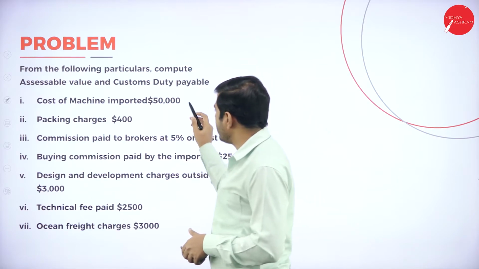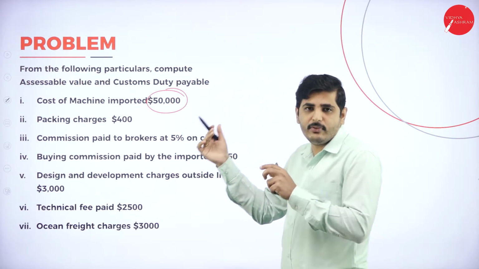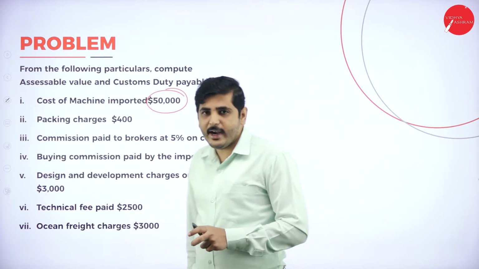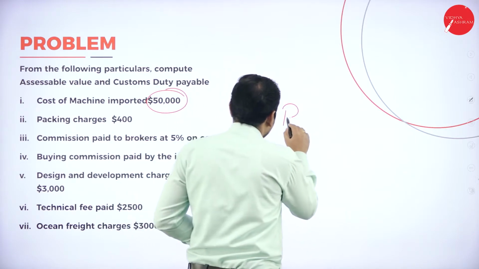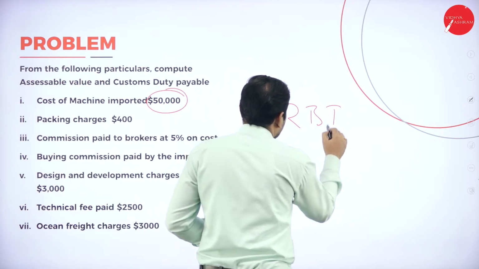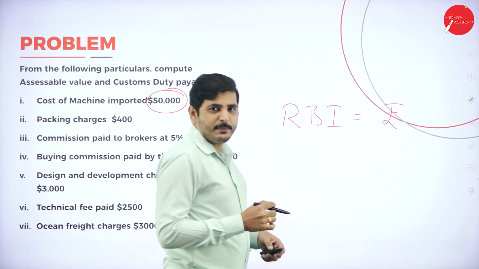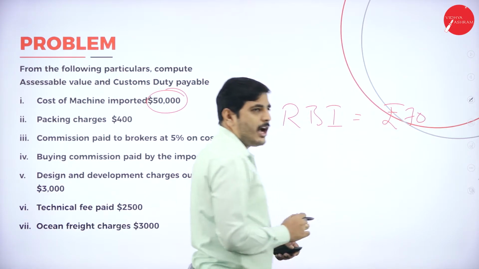So what is the actual cost of the machinery? It is $50,000. We have to convert the dollar to Indian currency. While converting, they will provide the RBI value also. RBI value equals some rupees per dollar. Let's assume 70 rupees per dollar as the RBI value.